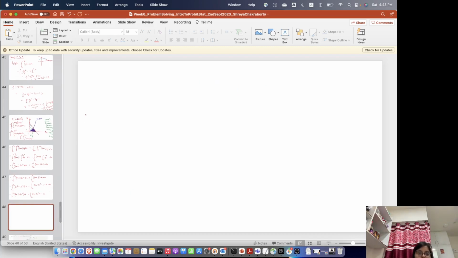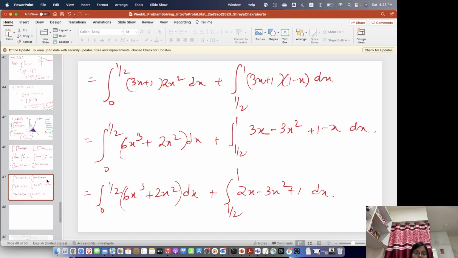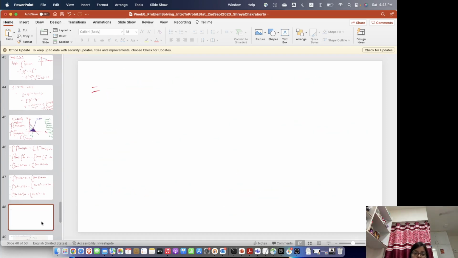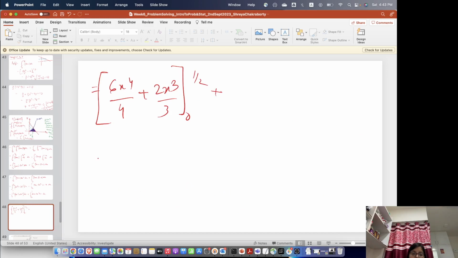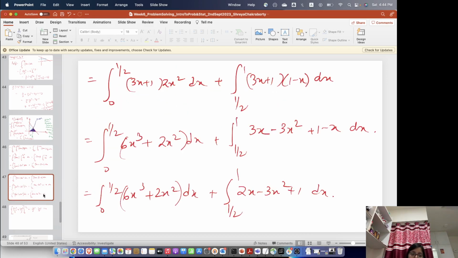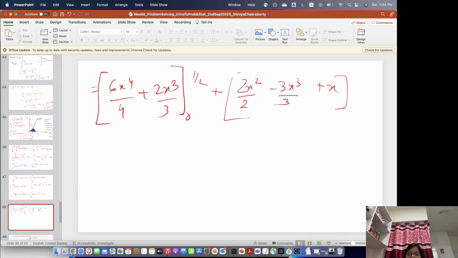So this we can write it as 6 x to the power 4 by 4 plus 2x cubed by 3, 0 to half, plus 2x square by 2 minus 3x cubed by 3 plus x. This will be half to 1.